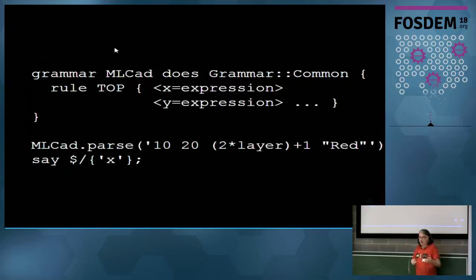So when we take our string, 10 space 20 space, and then 2 times layer plus 1, that's where Perl knows where to apply the parse. It knows to start looking for the expression and label it X, followed by another expression, label Y, and so on. We change, of course, these slashes are now the parse expression.